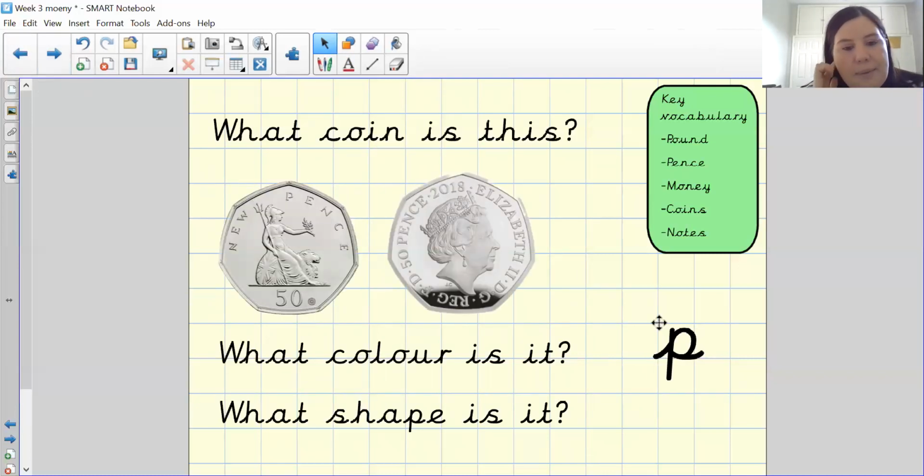And the same thing again. Let's have a look at this coin. It is a 50p coin. And again, I would like you to draw it and tell me what the colour and the shape is, please. So pause the video now.